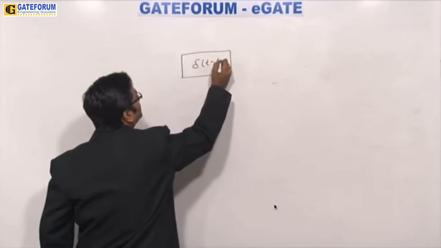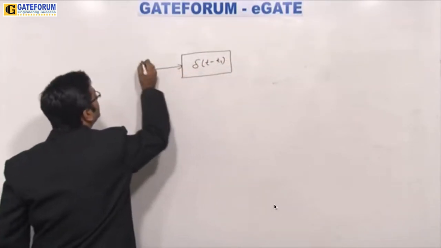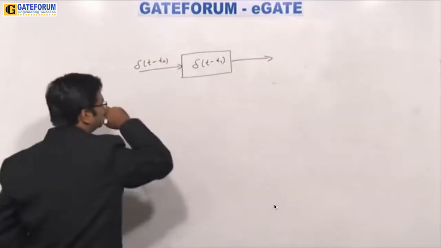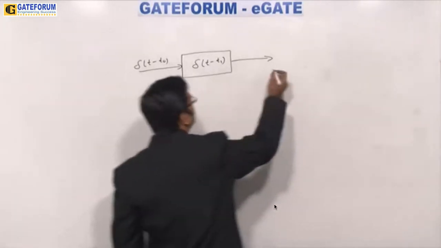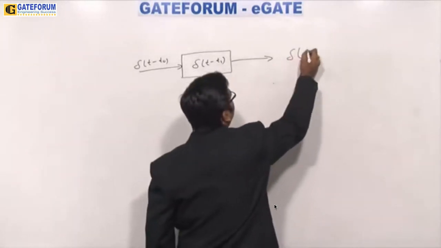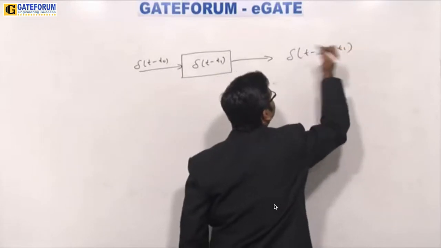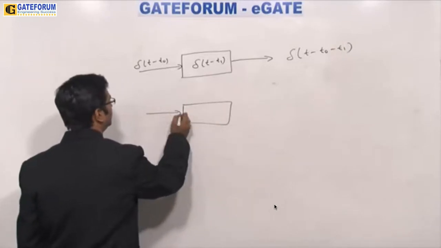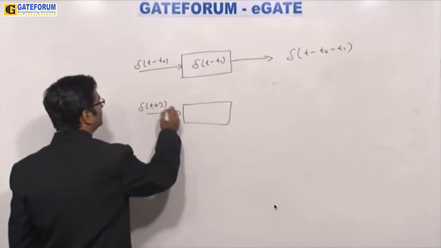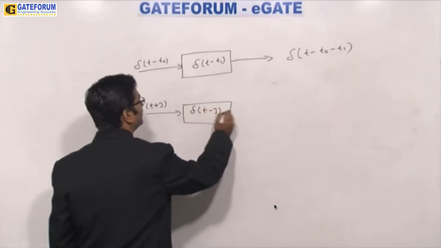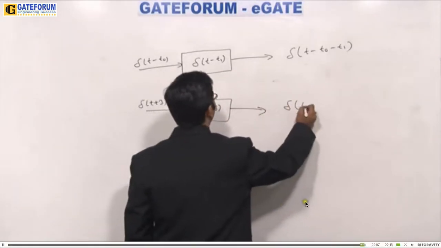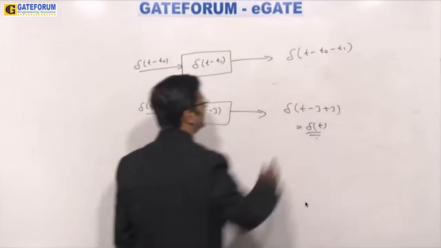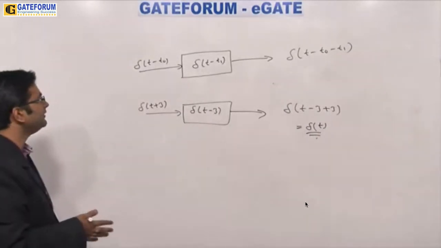The system is delta of t minus t1, and the input is delta of t minus t0. What is going to be the output? In this case it becomes delta of t minus t0 minus t1. For example, if the input is delta of t plus 3 and the system is delta of t minus 3, you are going to get delta of t minus 3 plus 3, which equals delta of t. Very easy.